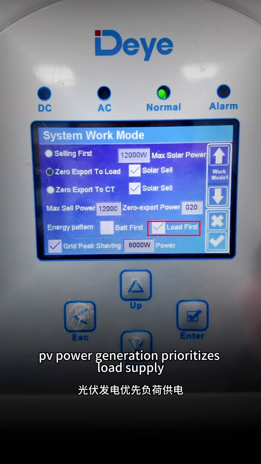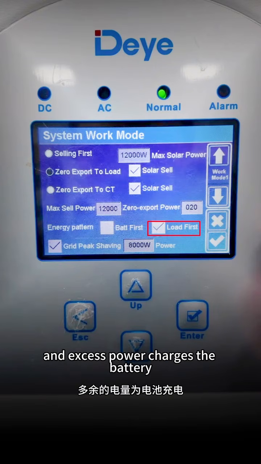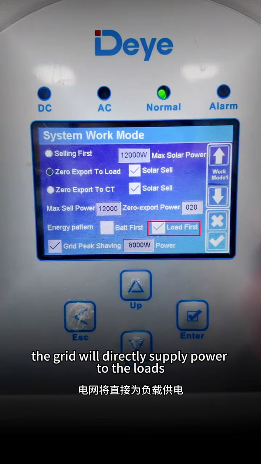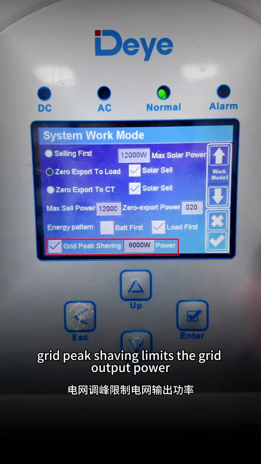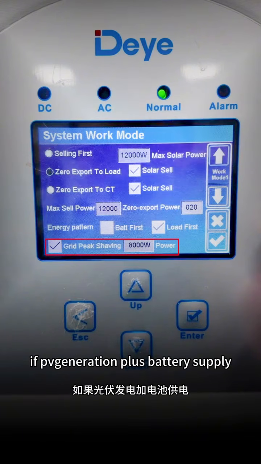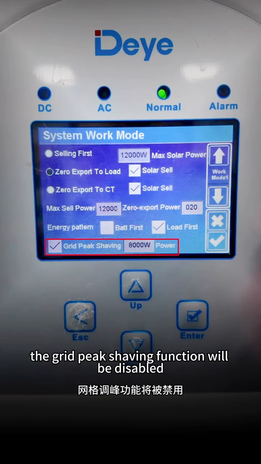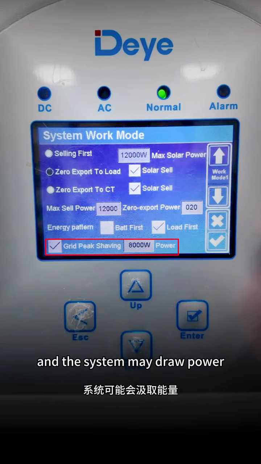PV power generation prioritizes load supply, and excess power charges the battery. If PV power is insufficient, the grid will directly supply power to the loads. Grid peak shaving limits the grid output power to a set value. If PV generation plus battery supply is insufficient to support the loads, the grid peak shaving function will be disabled, and the system may draw power from the grid beyond the set value.